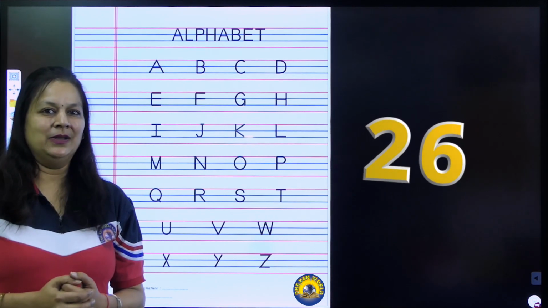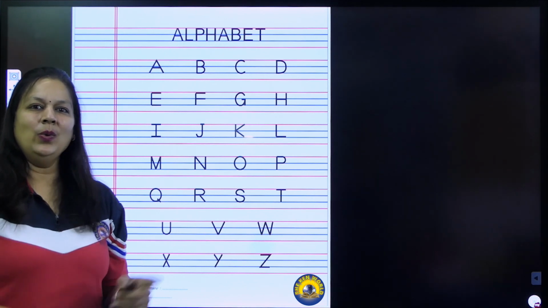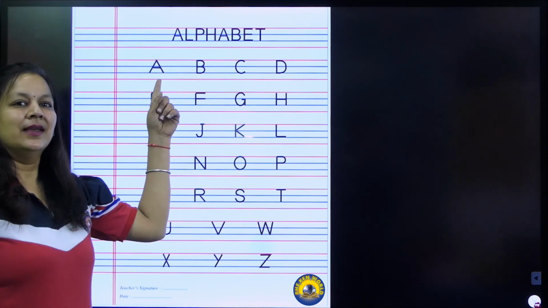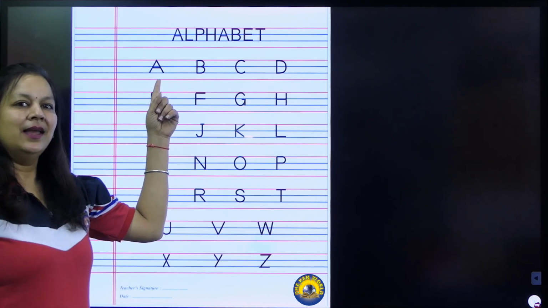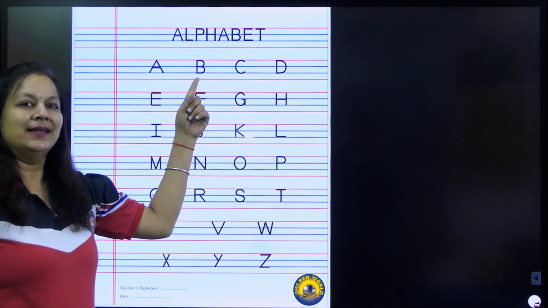Now sit properly with your back straight. Listen, point and repeat. Here we go. The first letter is A. A. After A, it's B.